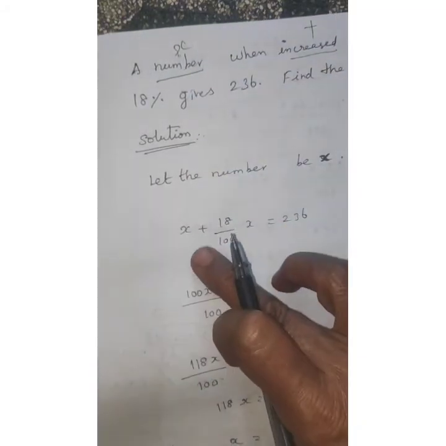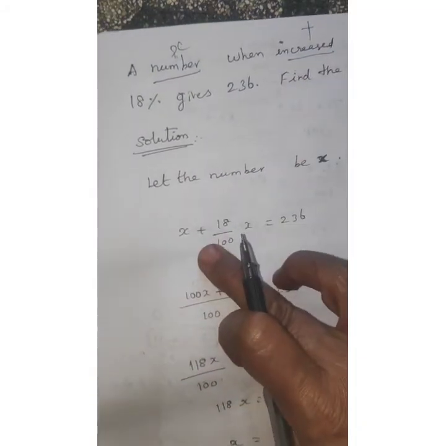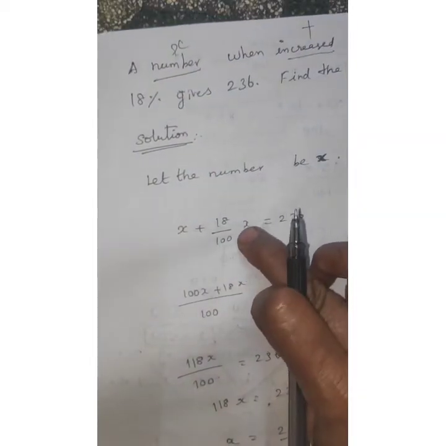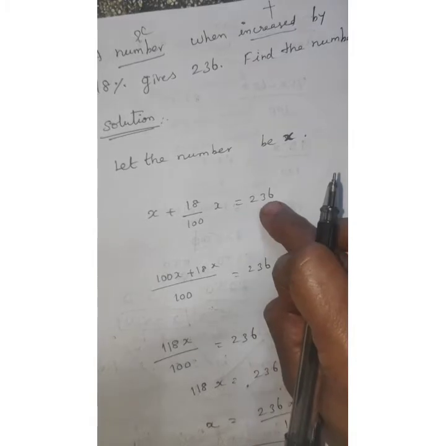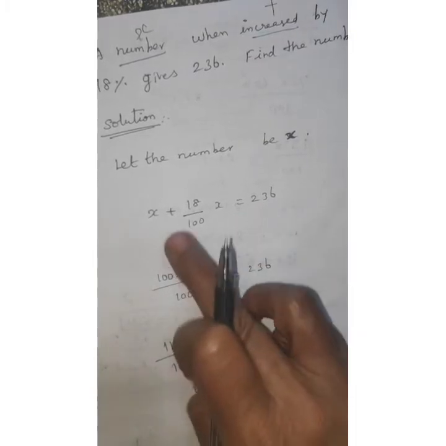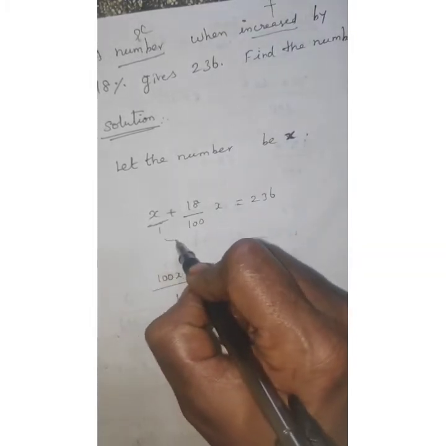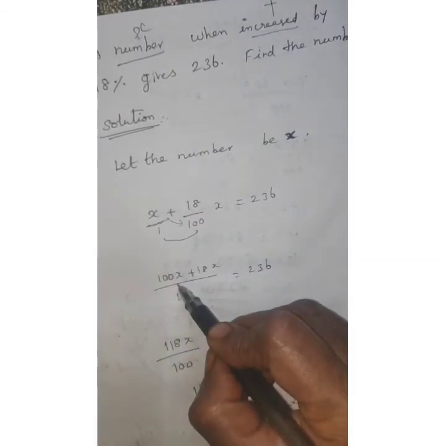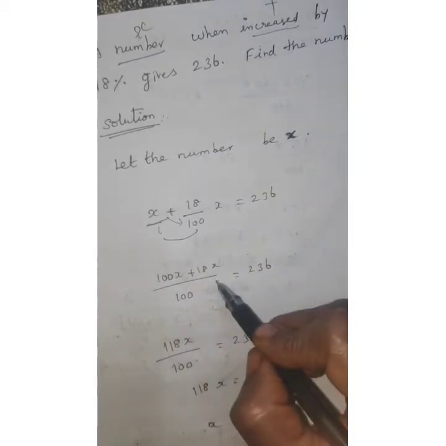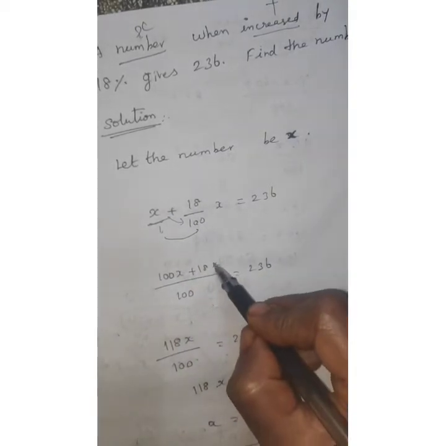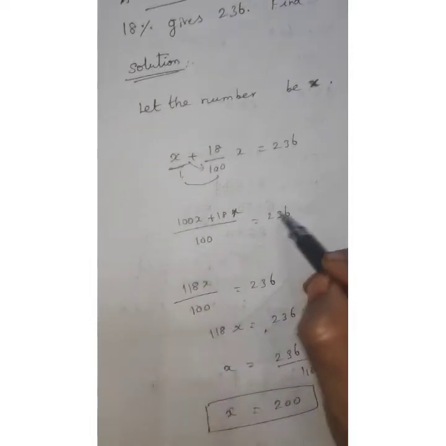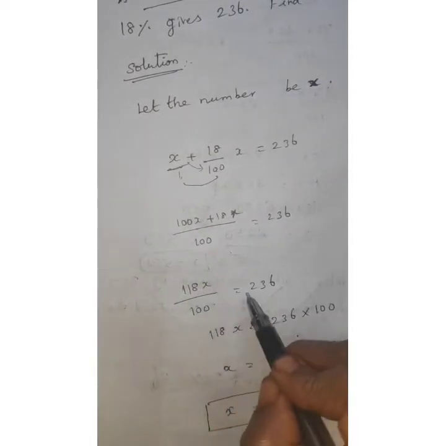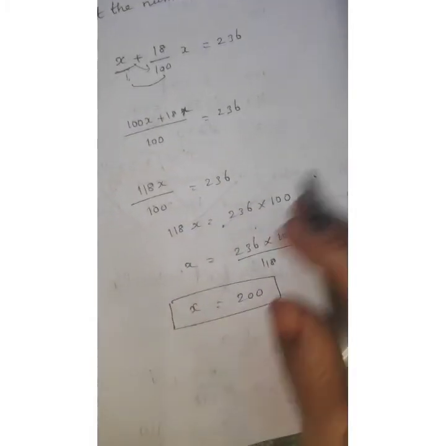How do we write it? x increased, for that use plus symbol, 18%, 18 by 100, of the same number. So x plus 18 by 100 x is equal to 236 by 1. Now the two numbers are different, so do the cross multiplication. 100 into x equal to 100x plus 18x. Here x is there. 100 plus 18 equal to 118x divided by 100 is equal to 236.